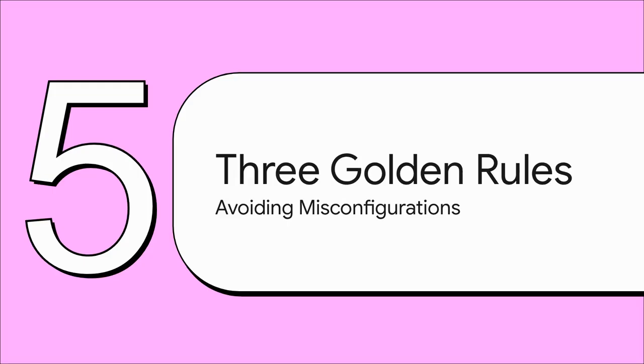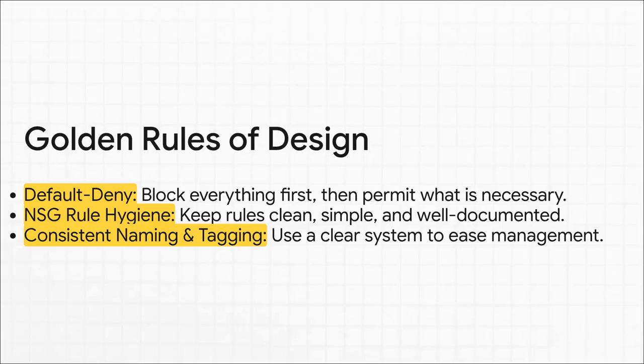Okay, before we wrap this up, I want to leave you with 3 golden rules. And these aren't just tips, these are foundational principles from experienced architects that will help you avoid the most common and the most dangerous security mistakes. Just 3. That's it. Remembering these will dramatically, and I mean dramatically, improve your security posture. First, the default deny mindset. This is your most important principle. Start by blocking everything. Then, and only then, carefully permit what is absolutely necessary. This is how you prevent accidental exposure.